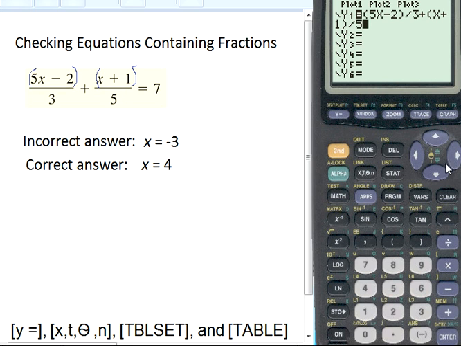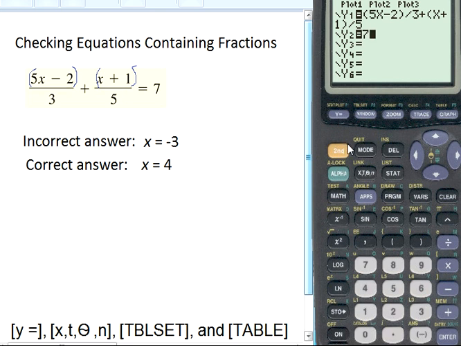On the right side, we only have 7, so we'll put that as y2. We'll use y1 and y2 in many ways during this course, but one of the ways is to check the equation. We let y1 be the left side of the original equation, and y2 is always the right side.